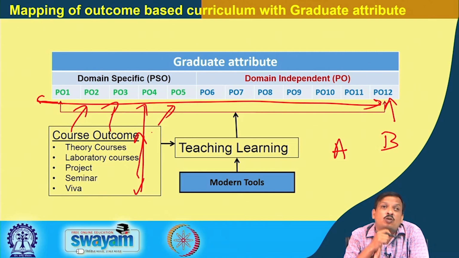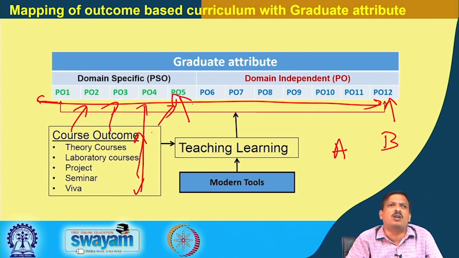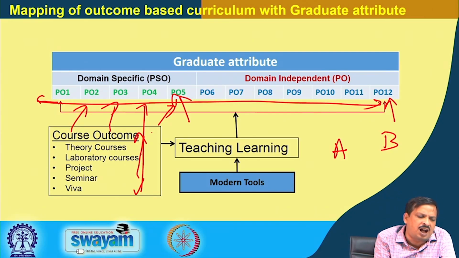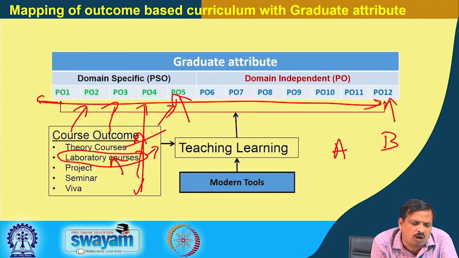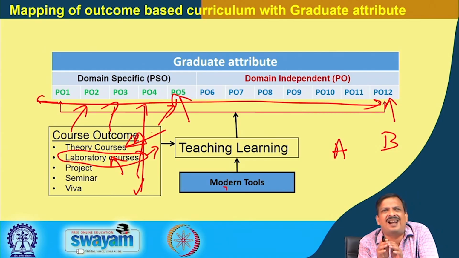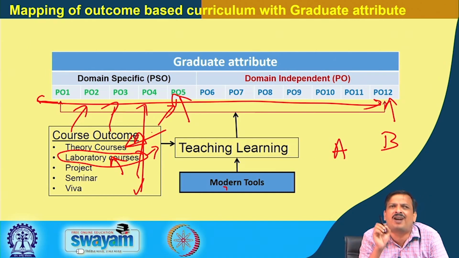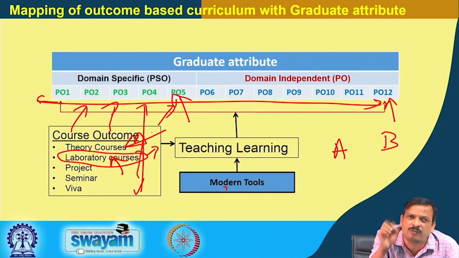And modern tools, very important. PO number 5, students should know modern tools, but I found only some laboratory courses use some tools, but that is also not sufficient. So, not only the laboratory courses, maybe the core theory courses should also include these modern tools. Example, suppose I am teaching a course on digital signal processing and I am not providing a single assignment to develop a MATLAB program for a signal processing problem.